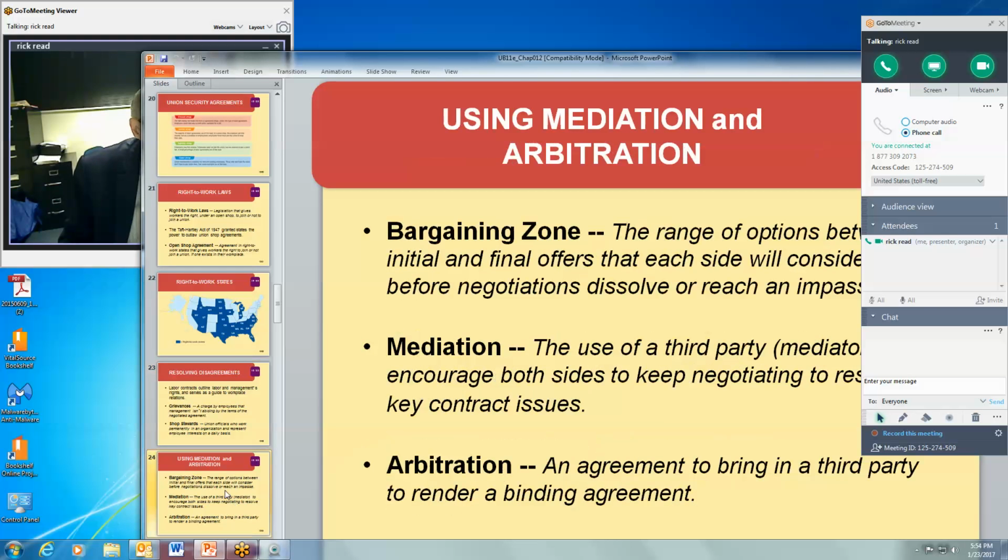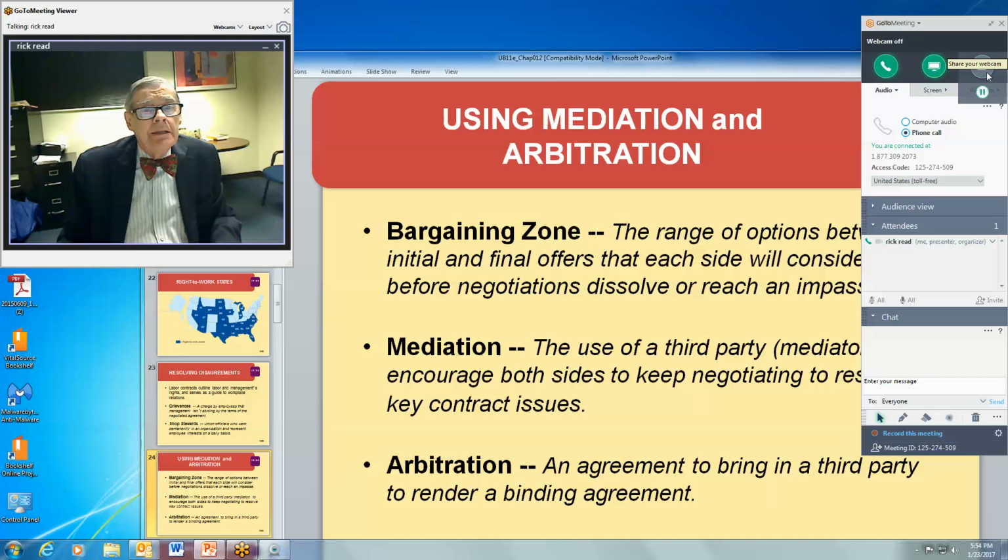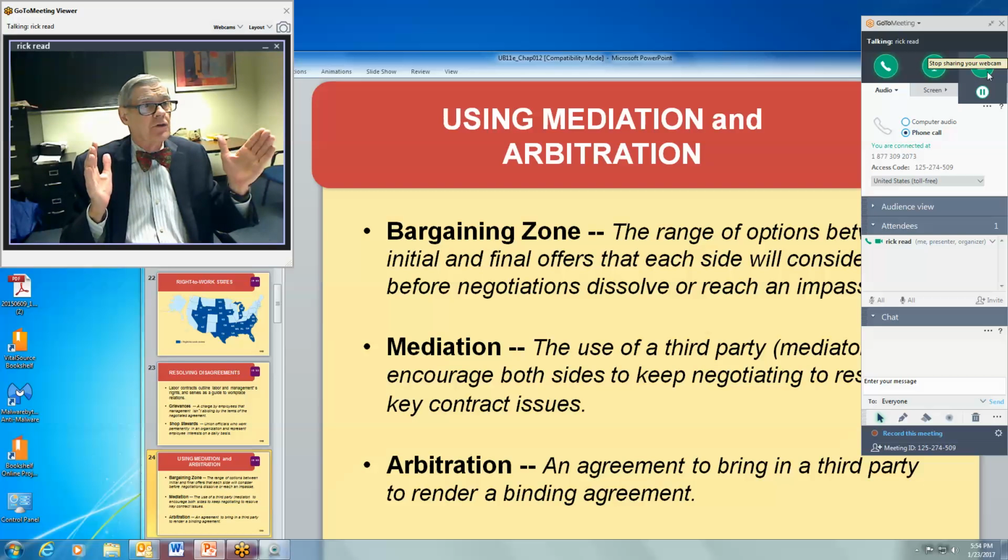This is what we use in the mediation and arbitration for salaries. The bargaining zone is the range of options. It starts with the initial offer and the final offer, and that's the bargaining zone. You don't expect it to be at this limit or that limit. You expect it to be somewhere in the middle.